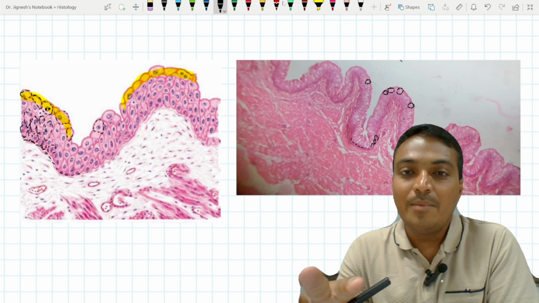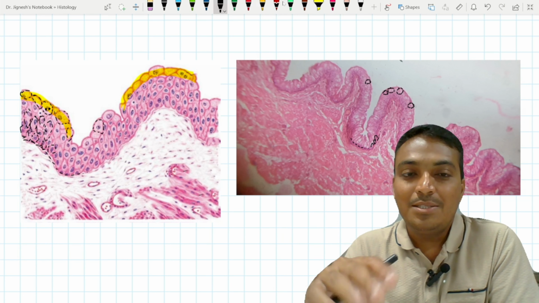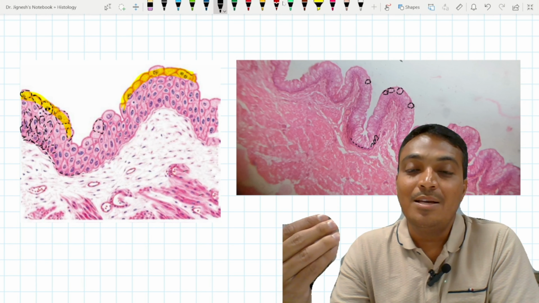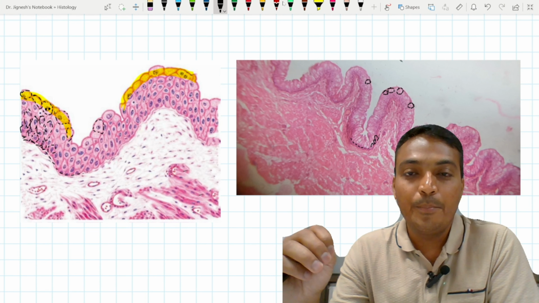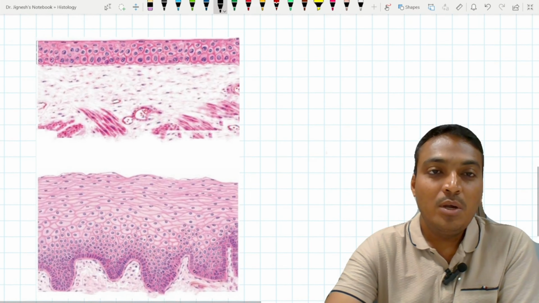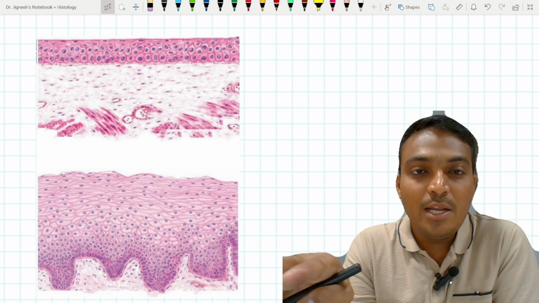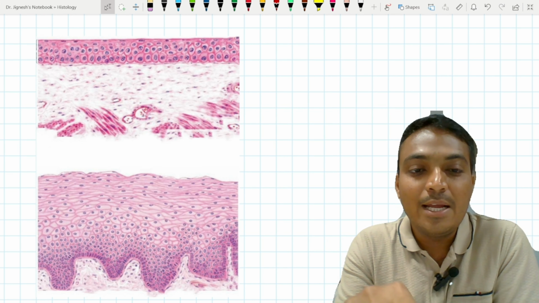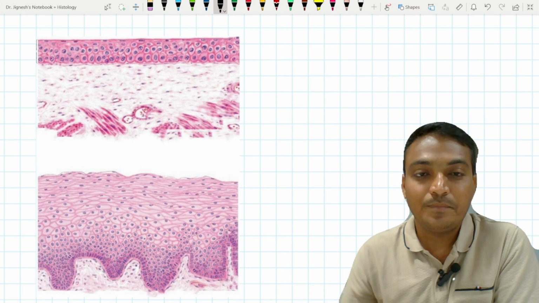Now, as this transitional epithelium is a stratified type of epithelium, it can be differentiated from the stratified squamous epithelium when the bladder or the organ is distended. As we have already discussed, a distended bladder has flattened cells on the top. So for that, let's see both the slides side by side. The upper one is the slide of the transitional epithelium, where you can see the superficial most layer of umbrella cells has flattened out, and this is the distended bladder slide, while the lower one is the slide of the stratified squamous epithelium.